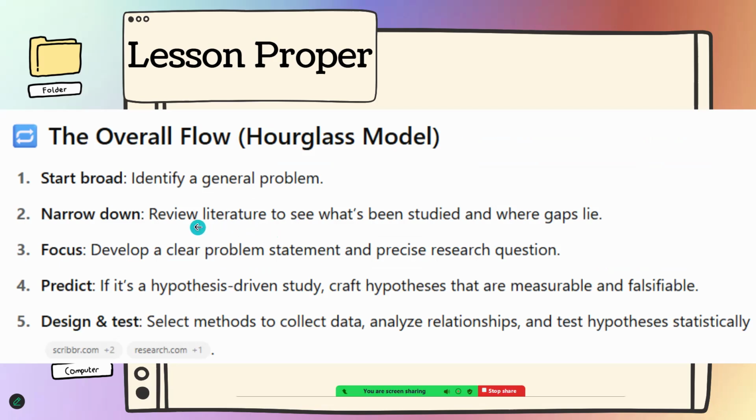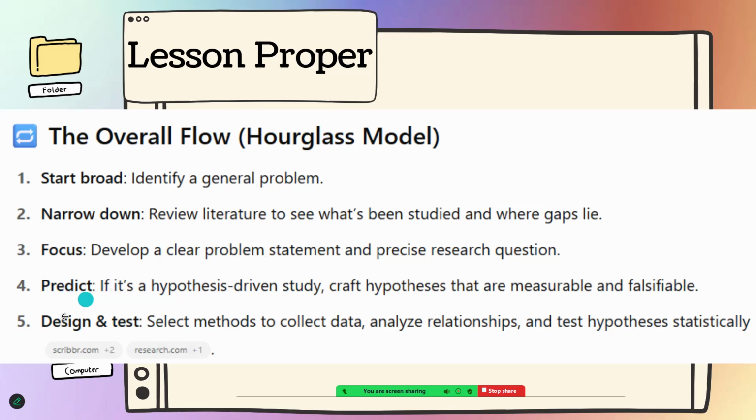Literature are the existing studies on your topic. So, in choosing literature, you must choose wisely so that you will only pick the literature related to your study. And number three, focus. You will develop a clear problem statement and precise research question or questions. And number four, you will predict. If it's a hypothesis-driven study, you will craft hypotheses that are measurable and falsifiable.